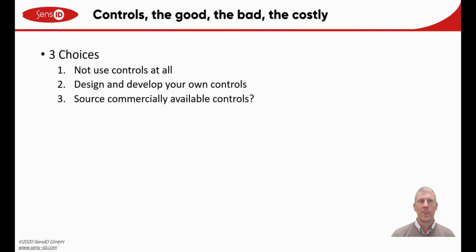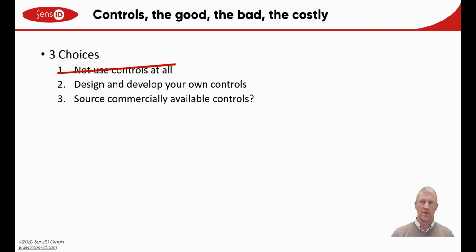So of the 3 choices, not using controls at all is basically a no-go. Just use controls. You have to. You decide on the treatment for a patient. You decide on what the status of a disease is, recurrent, yes, no. So without controls, how can you do that? Then the 2 other choices: design and develop your own controls, or source commercially available controls.